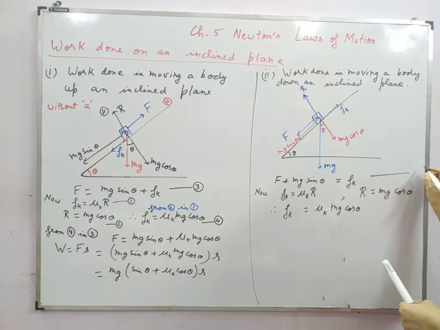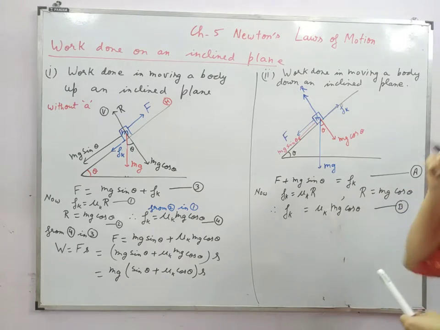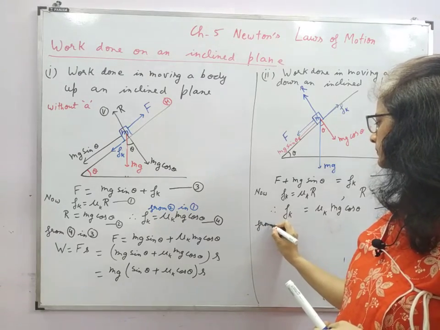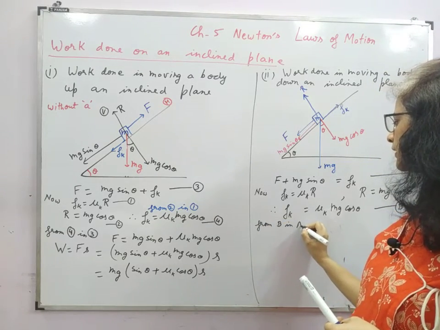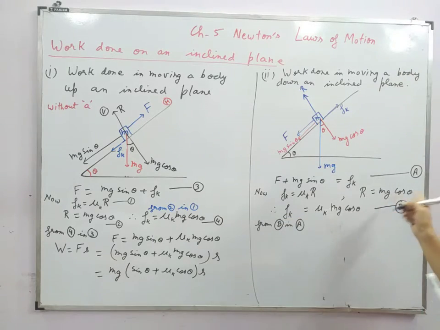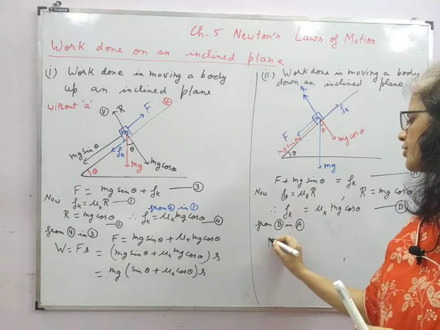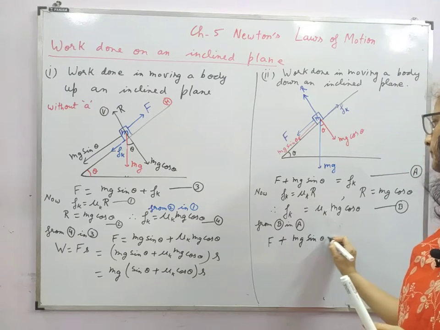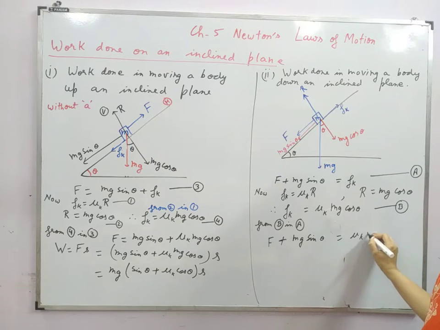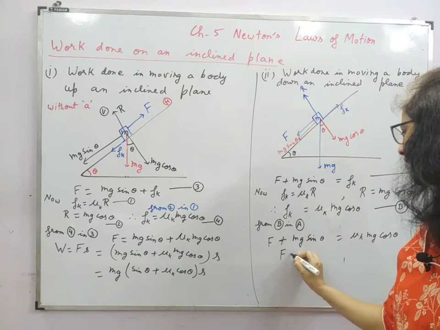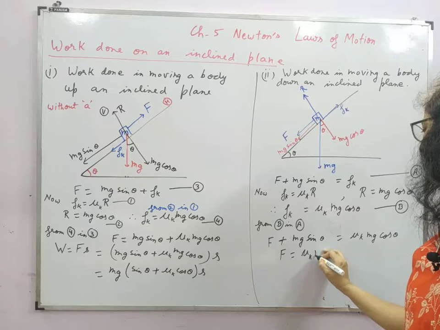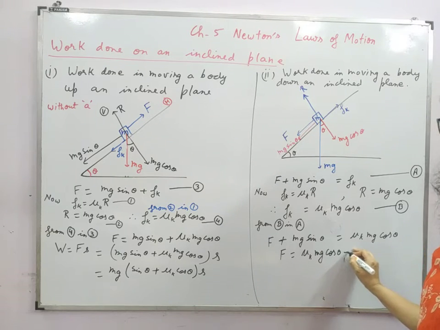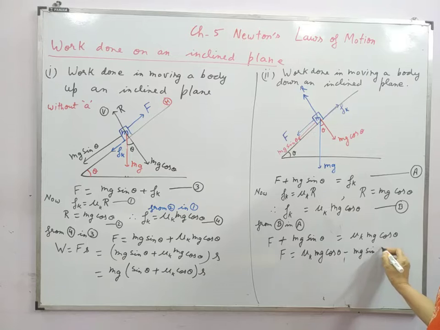If I mark this as equation A and this as equation B, then putting B in A, I'm putting this value. So F plus mg sin theta is equal to mu k mg cos theta. I can find F by shifting it: F is mu k mg cos theta minus mg sin theta.